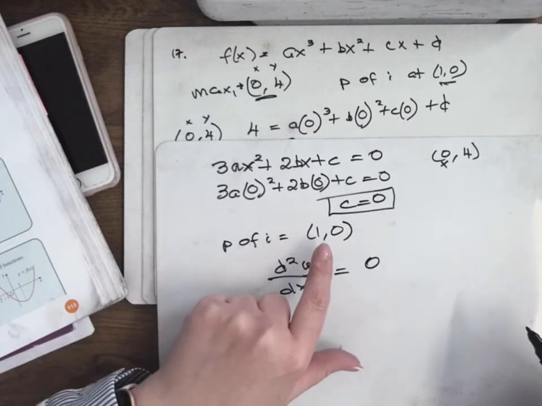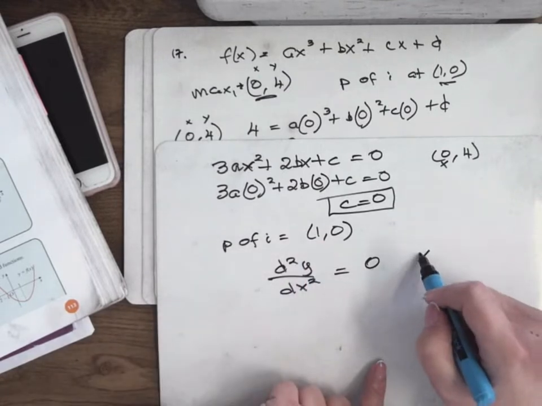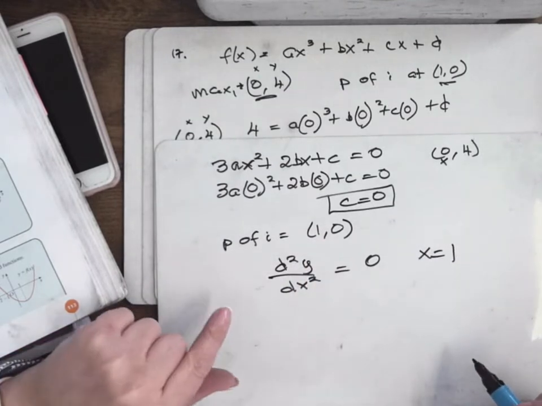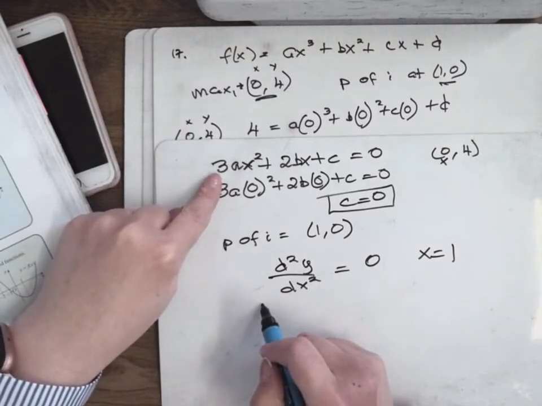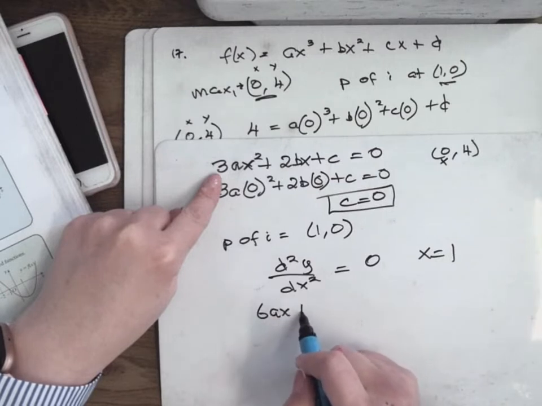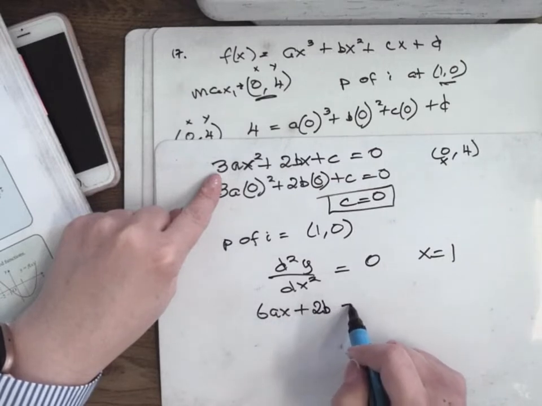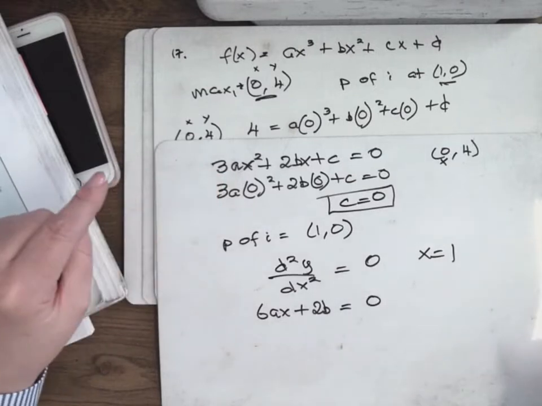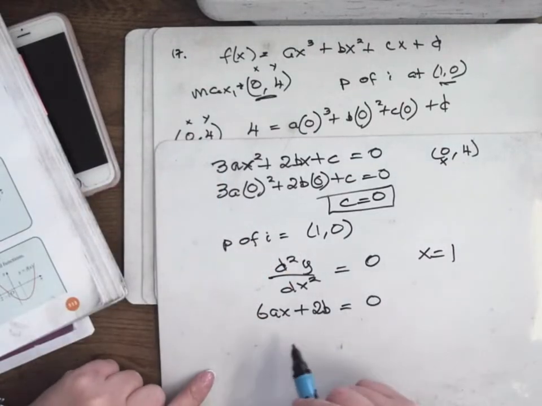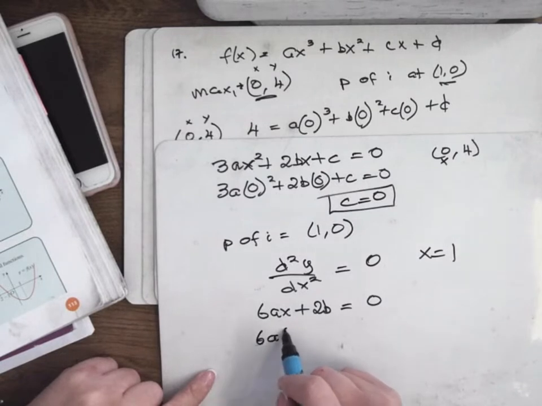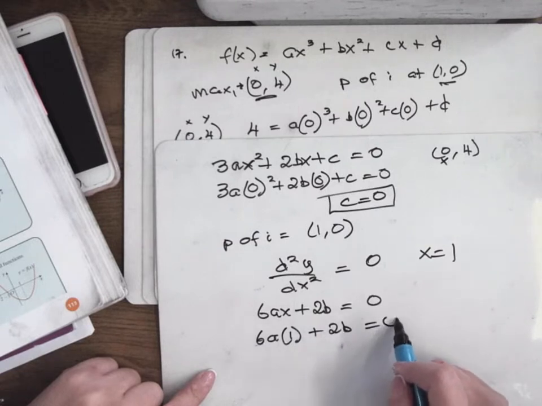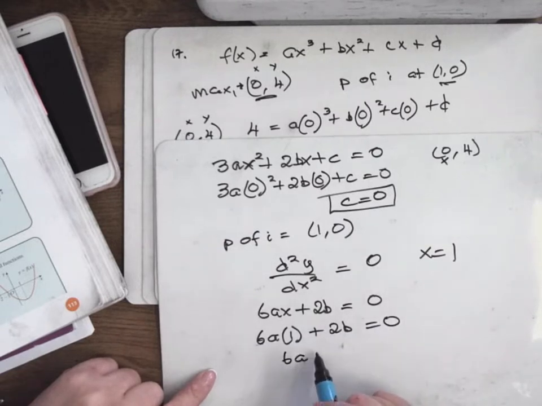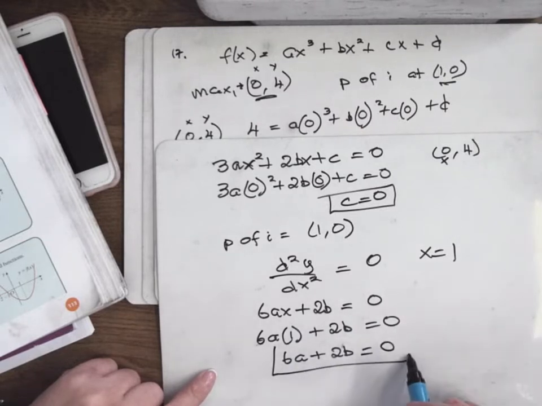So x is 1 at this point. Doesn't matter about the y. So I need to differentiate again. Differentiate there and you get 6ax plus 2b equals 0. Have I that right? I have. X is 1, so 6a times 1 plus 2b equals 0. So that's 6a plus 2b equals 0.